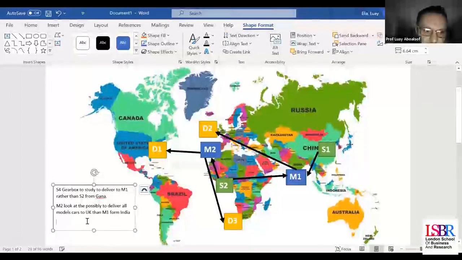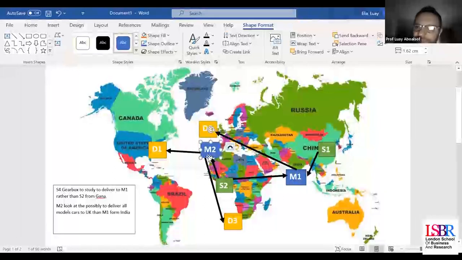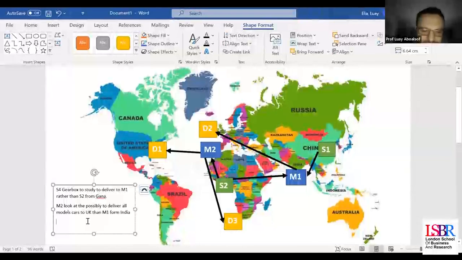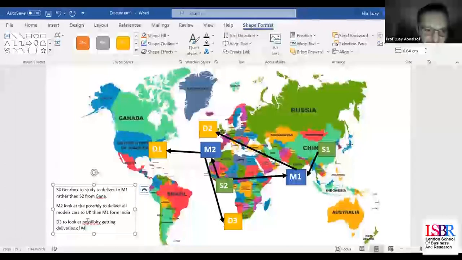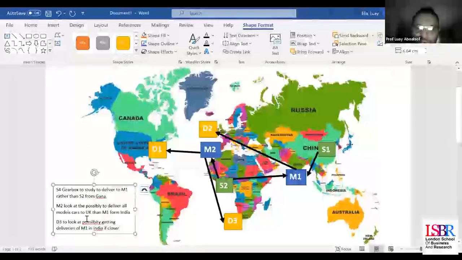Next, let's find another point. The manufacturer in France doesn't deliver to the UK, which is a bad thing. It delivers to America, okay, not too bad, and delivers to South Africa. However, maybe from India to South Africa is closer. So D3, look at the possibility of getting deliveries from M1 in India. If closer, obviously not just closer, if it is closer and cheaper, if they have the same products.